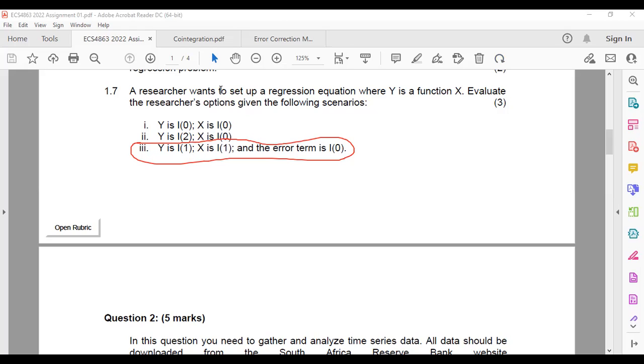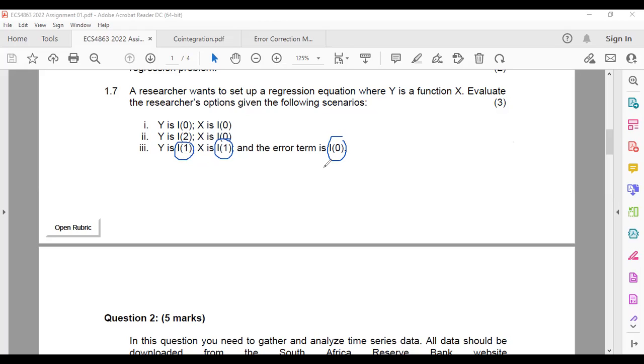Let me maybe use blue here. I'm seeing that my y is I1. I'm seeing that my x is I1. And we are told that our error term is I0. Sorry to interrupt you, you said y is I0, it's I1, right? Oh, it's I1, sorry for that. Thanks. So what we are given here is y is I1, x is I1, but the error term is I0.